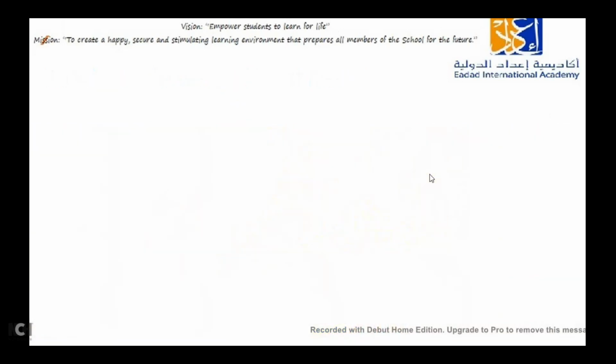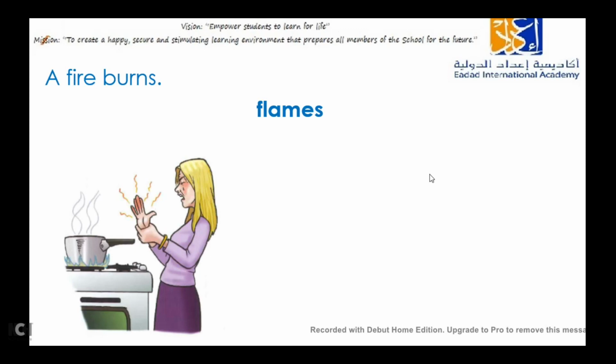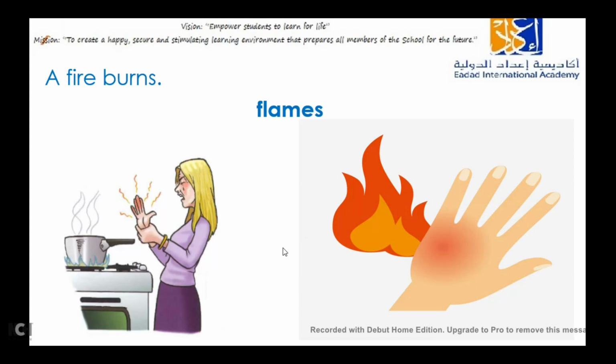Now, remember class that fire burns because it's hot and it has flames. It can be very dangerous. When something is hot, it will burn your skin. Be careful when touching hot things or even your stove. Please do not play with fire because fire can burn you.